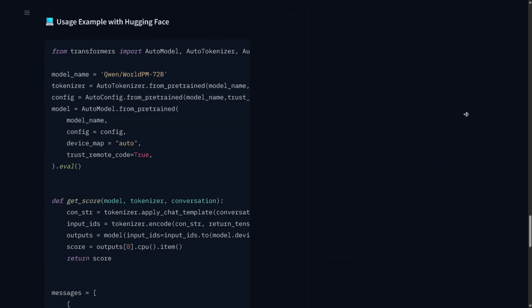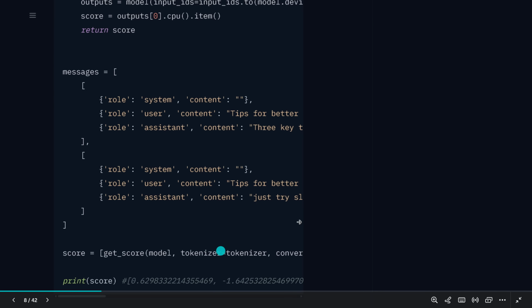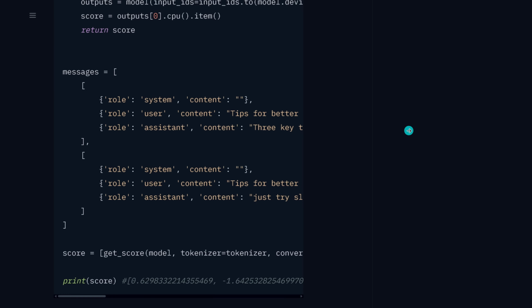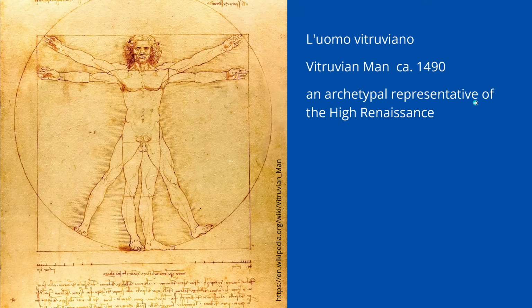What's happening here? And if you look at the code, yeah, it's available. Auto tokenizer configuration, auto model here from Hugging Face Qwen WorldPM 72B. Get the model, the tokenizer, the conversation, the output, the scores. And I said, hey, wait a minute. Now look here. Now we understand what it is. It is a reward model. It is a brand new reinforcement learning model. This is now fascinating. So what have they come up with? What is new? Let's have a look.